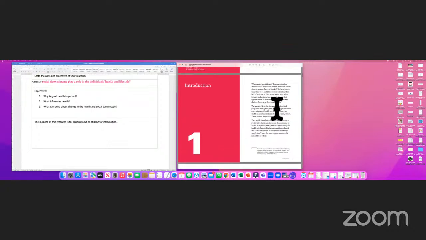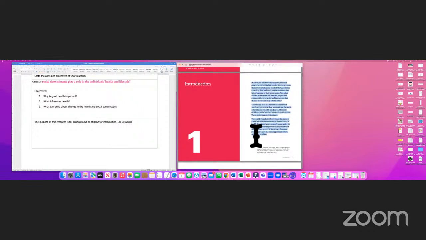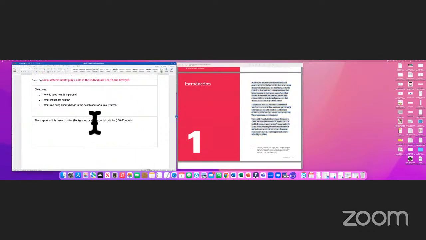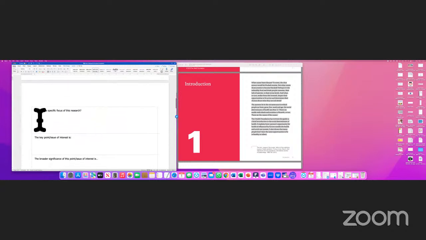So this particular background is basically the background that I would need to summarize in my own words. And obviously here, the purpose of the research report, you have to write in about 30 to 50 words. So I'm not going to copy this as it is, but what I'm going to do is read this and then write it in my own words to say what is the reason for the research.